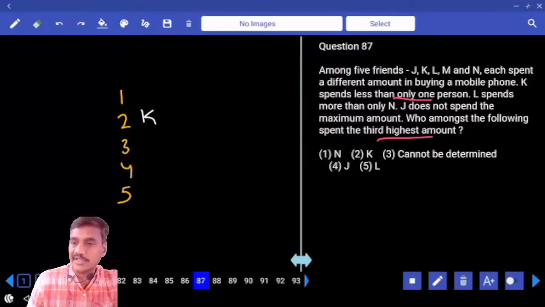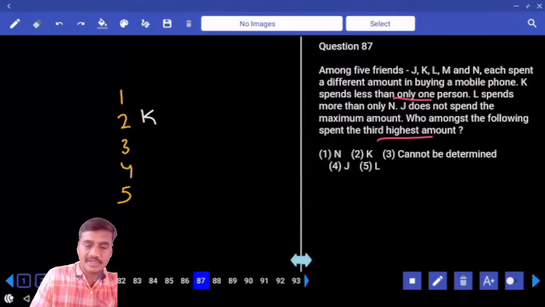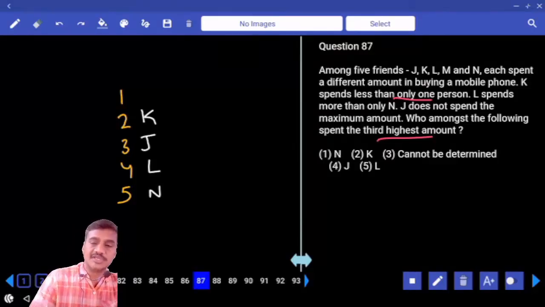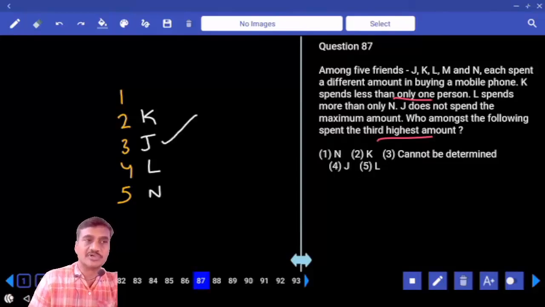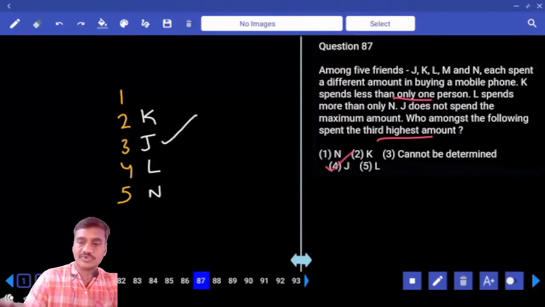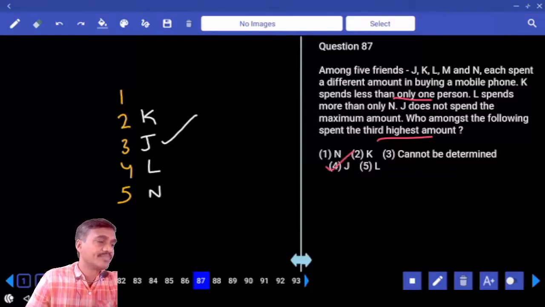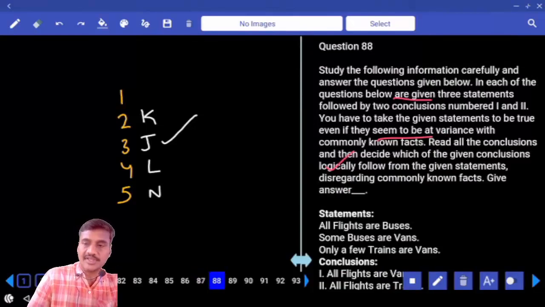And next one, L spends more than only N. L is having more than only N, and he is lesser than the remaining 3. J does not spend the maximum, hence J is here. Now the question is about the third highest, that is J, choice for question number 87. Done with this? Then 88 to 90.